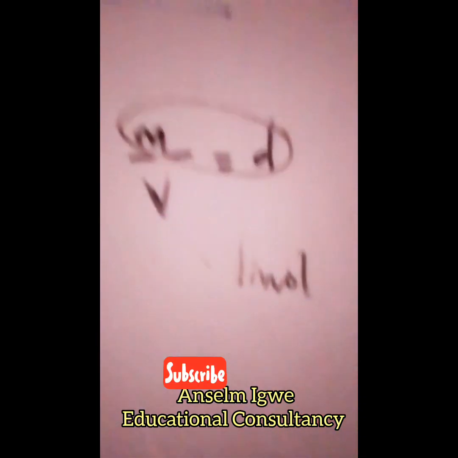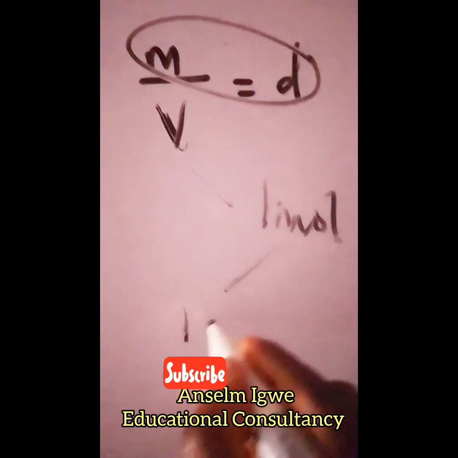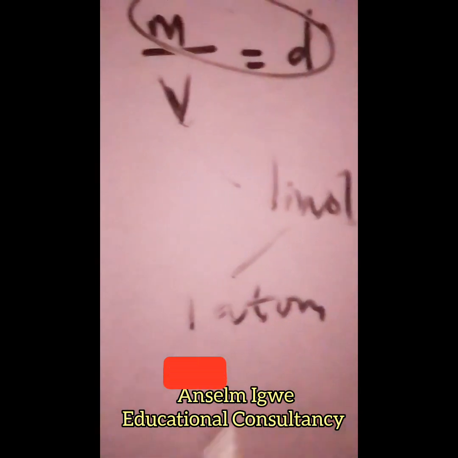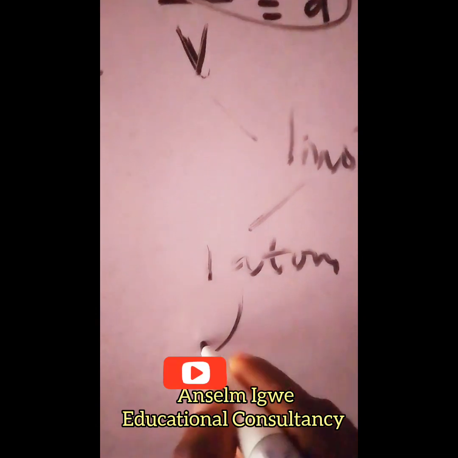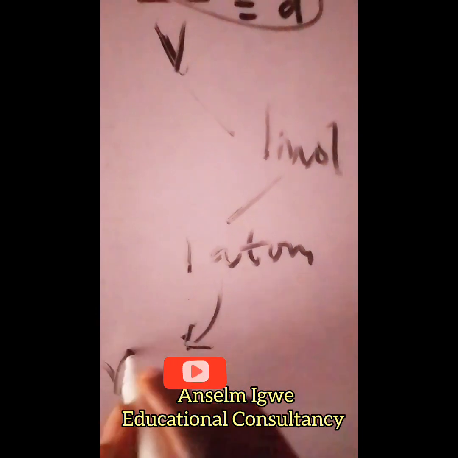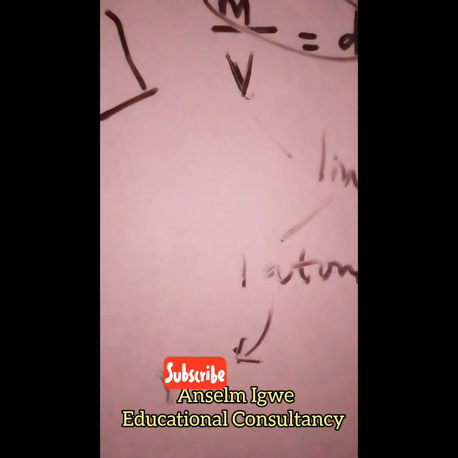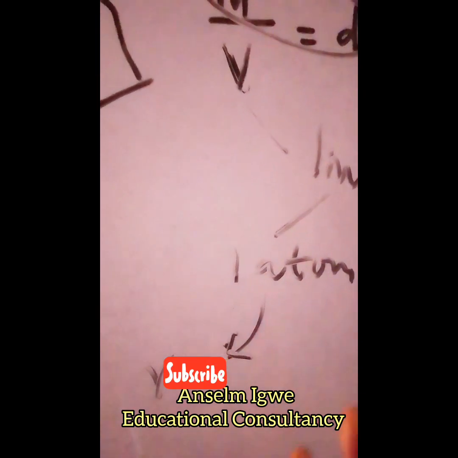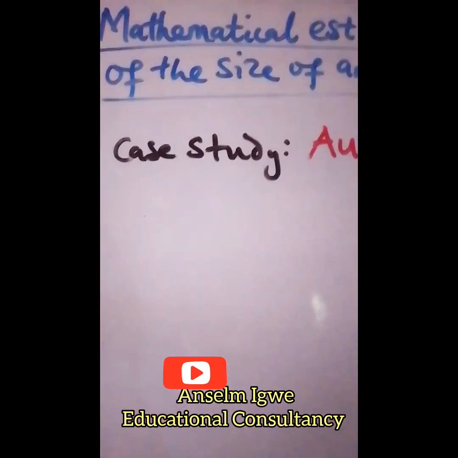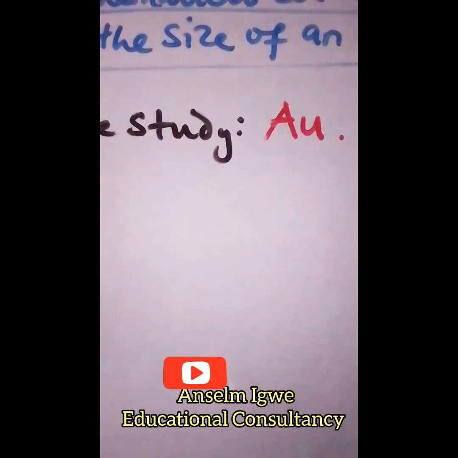Now, from this, we can estimate the volume occupied by 1 atom. That's atomic volume. From atomic volume, we can calculate the radius of the atom, because volume has a mathematical formula. So let's go. Our case study is the gold atom.